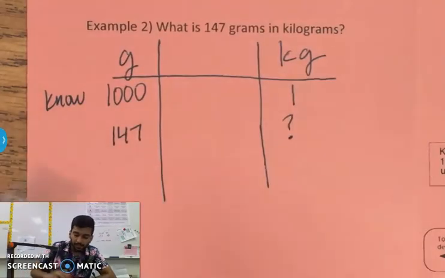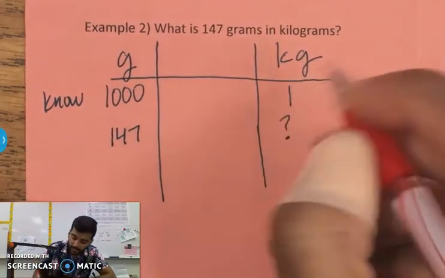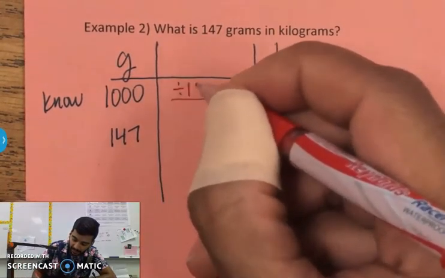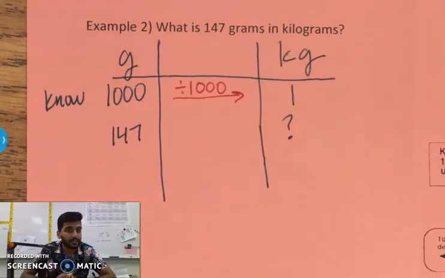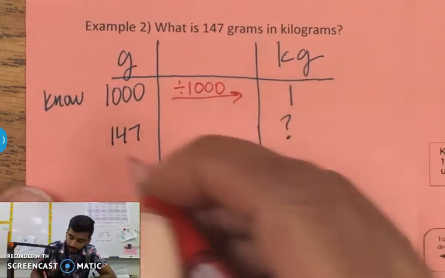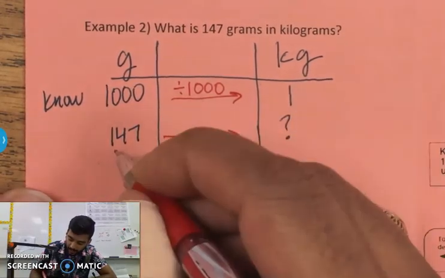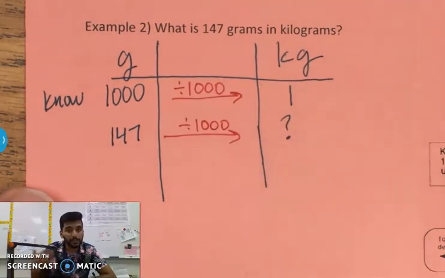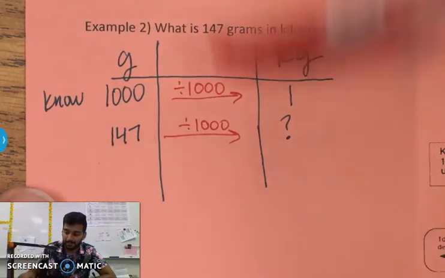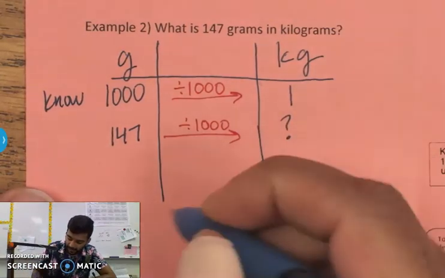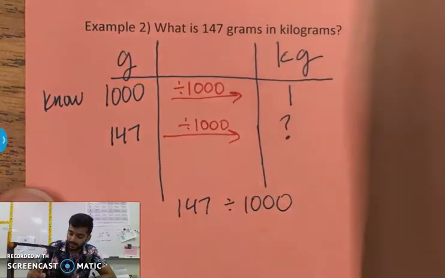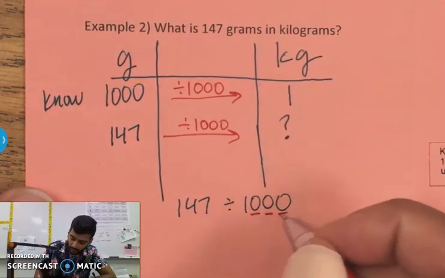So again, just like the other proportion table, we do the same thing. How am I going from 1,000 to 1? Well, in this case, we're dividing by 1,000. Because remember, any number divided by itself, you get that number. So we do the same thing here. We divide 147 by 1,000, and we'll get our answer. Now remember, in the previous video, we learned about dividing by a base 10. So for example, if I did 147 divided by 1,000, that's 1, 2, 3 zeros.